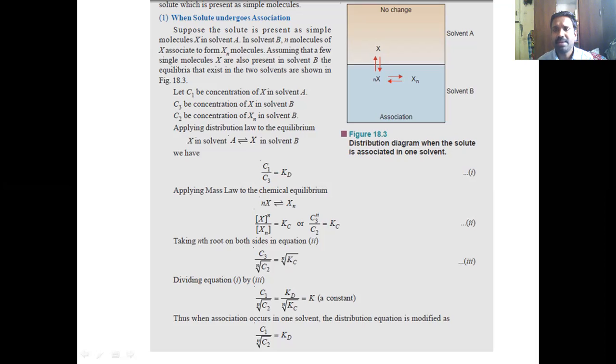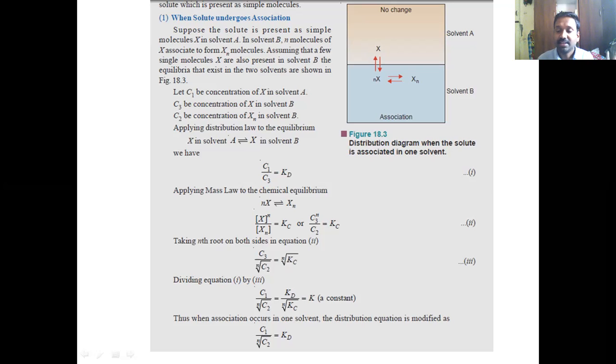So now simply the concentration ratio is your distribution coefficient K. If you modify that, taking into account the associated portion, then it becomes C1 divided by nth root of C2 is equal to K. Please note that K is not the direct distribution constant. It's a modified distribution constant or distribution coefficient.